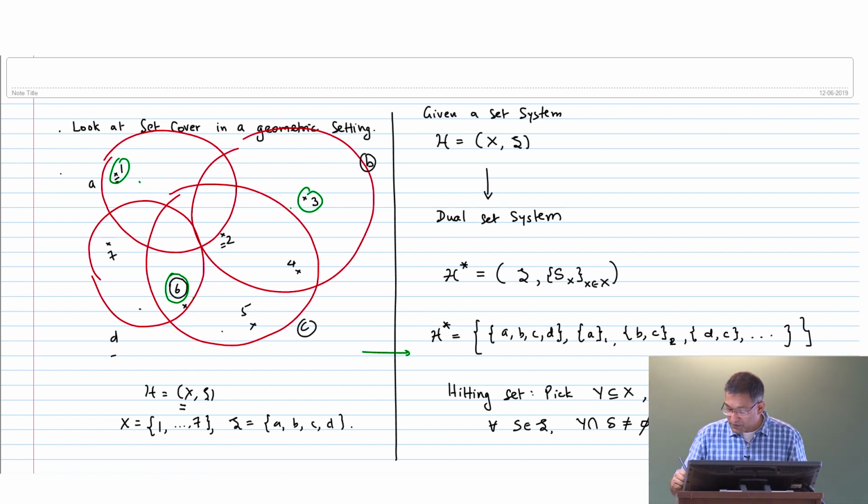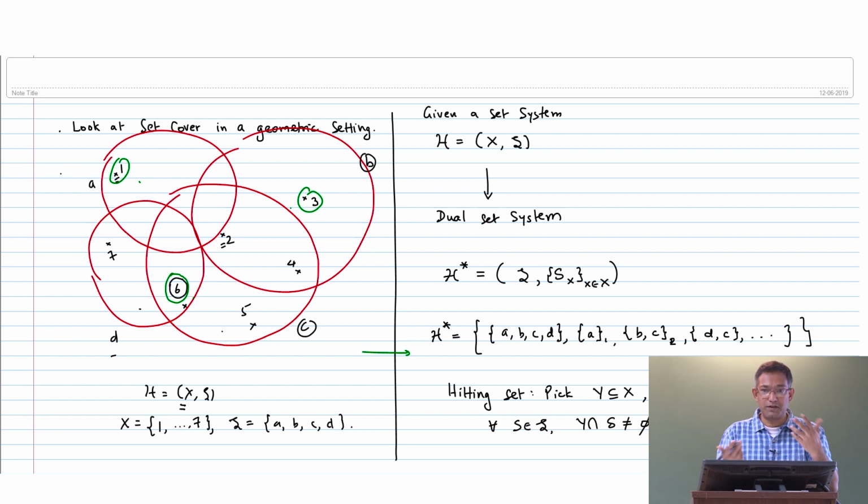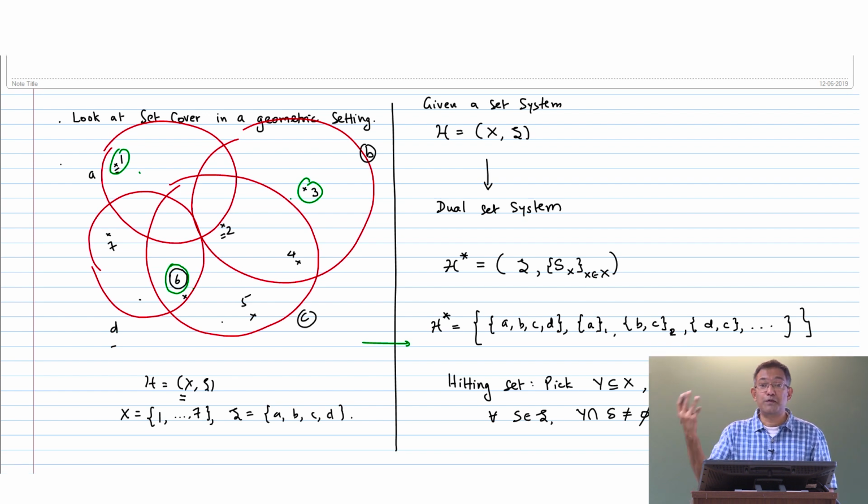The reason to do this: if you have an abstract set system and you want to solve hitting set, just take the dual, solve the set cover there, and use the same machinery. So you would get a log of the number of sets approximation. Now we can do epsilon nets.